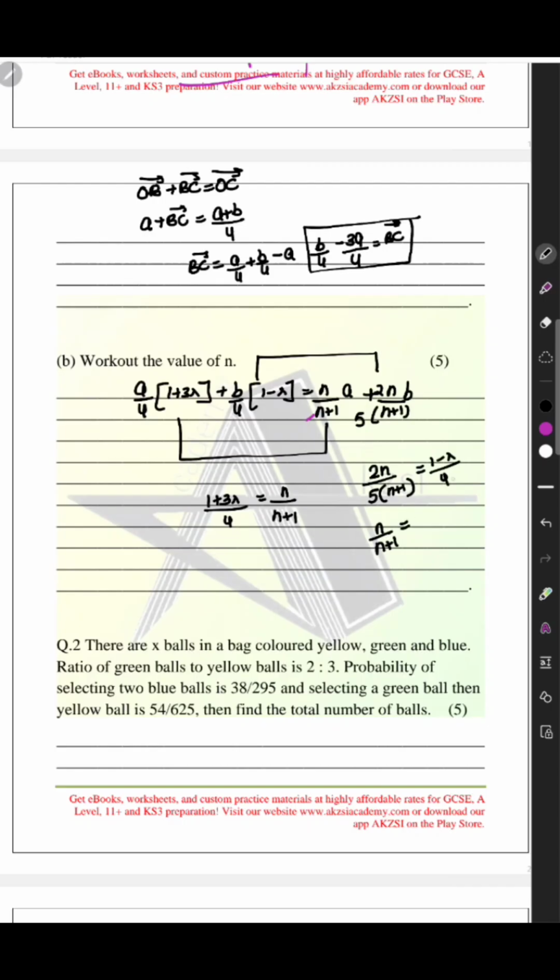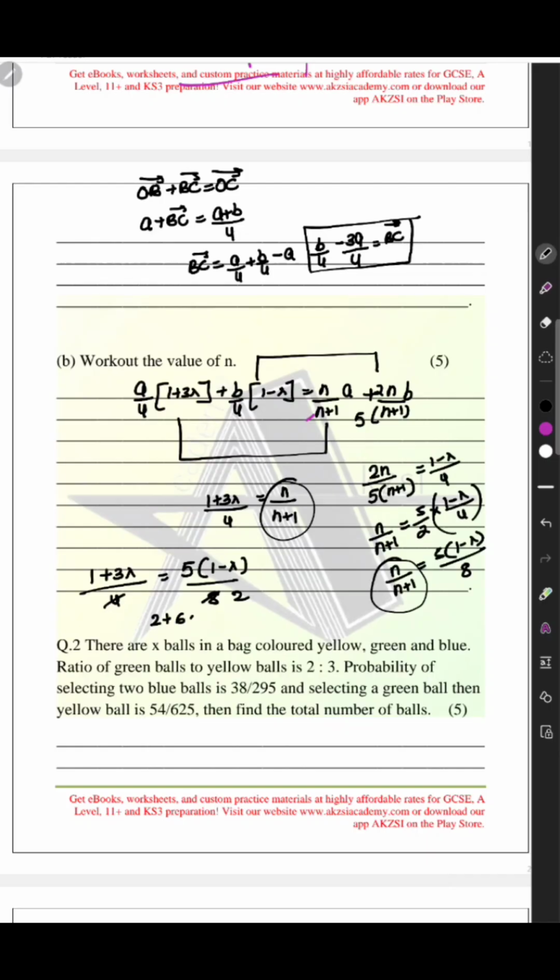Here, if I multiply both the sides by 5 by 2, this will become 5 by 2 times 1 minus lambda by 4, or n by n plus 1 is equal to 5 times 1 minus lambda by 8. So this one and this one, I can equate these two as both are equal to n over n plus 1. 1 plus 3 lambda by 4 is equal to 5 times 1 minus lambda over 8. Multiply both the sides by 4. This will be 2. Now multiply both the sides by 2.